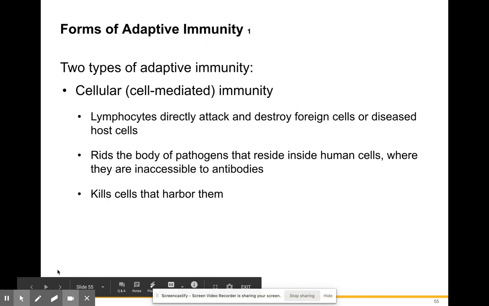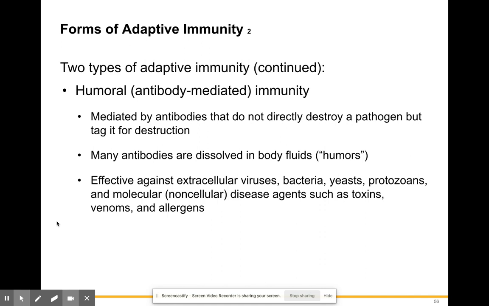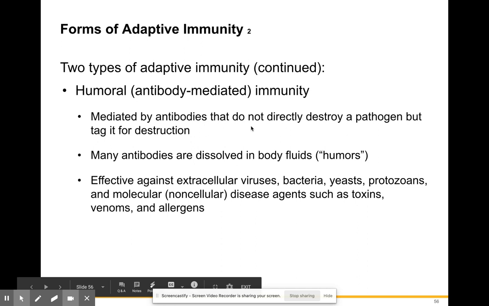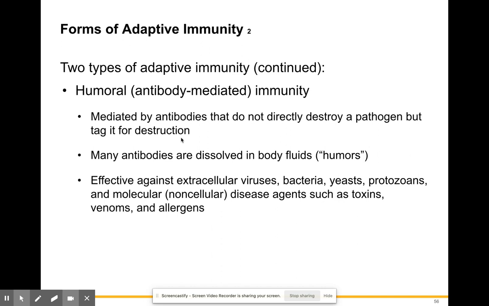And then we have the humoral immunity. So we have cell mediated immunity and we have humoral immunity. And humoral immunity can also be termed antibody mediated immunity. Humoral immunity is when you produce antibodies against pathogens. It's mediated by antibodies that do not directly destroy a pathogen but tag it for destruction. So that's one thing that a lot of my students are unaware of prior to this lecture, is that antibodies don't actually kill anything. A lot of people are unaware of that.